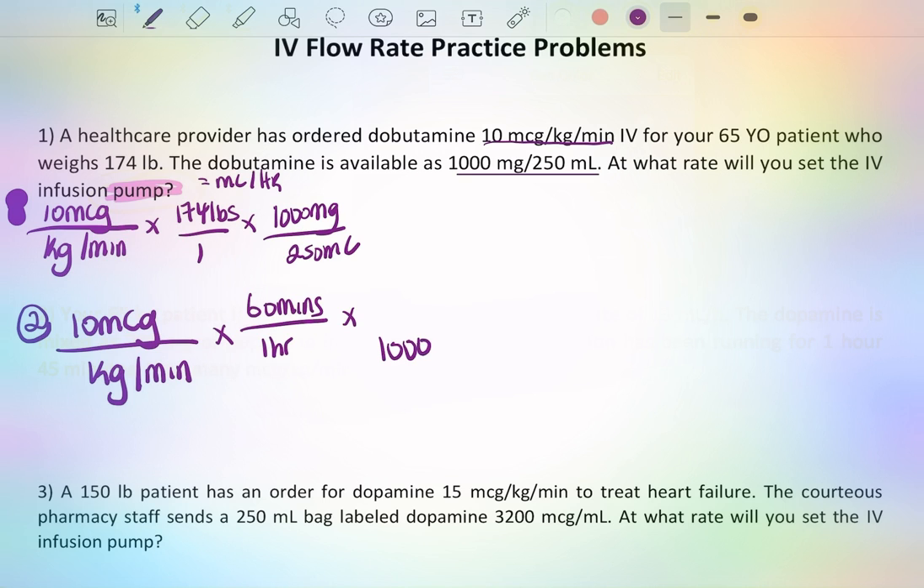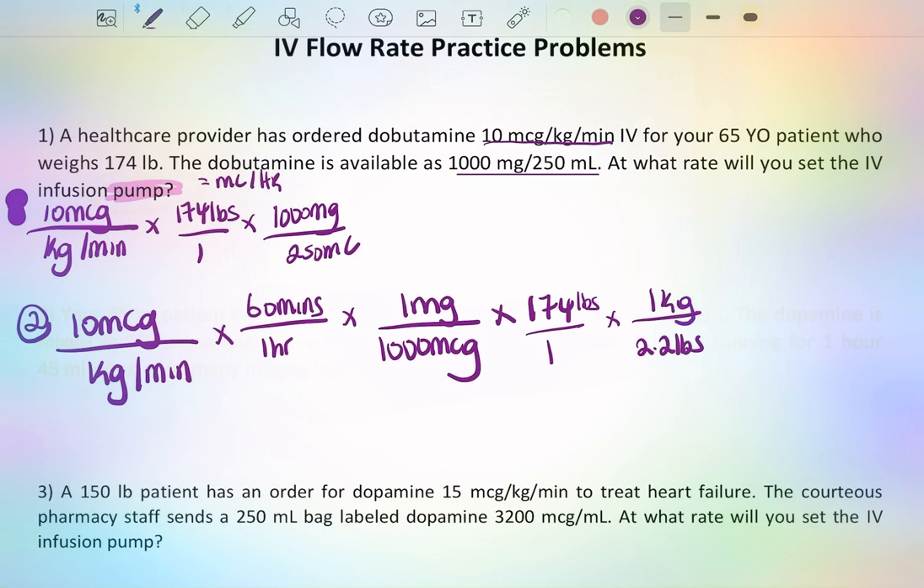Now we're going to say 1,000 microgram is equal to 1 milligram, because again, we are expanding. We're going to use the patient weight again. So we're going to say 174 pounds over 1 times 2.2 pound is equal to 1 kilogram. And because remember, we need it in milliliter, we're going to put the 250 milliliter at the top over 1,000 milligram. So we're going to put the milligram at the bottom.